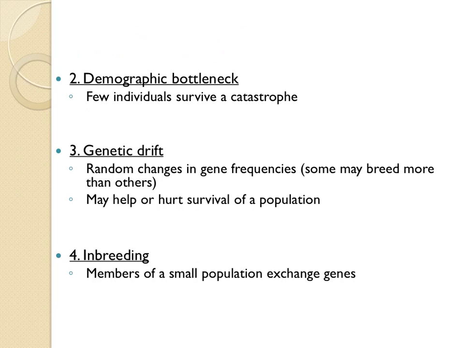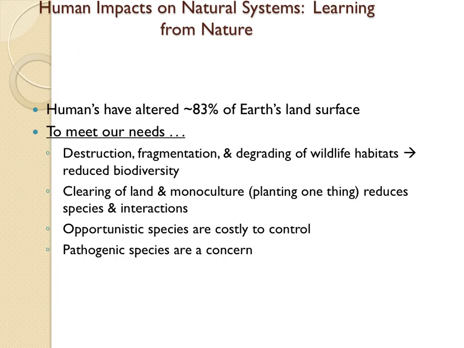Inbreeding, bad. That's when members of a small population exchange genes. That's the idea of having offspring. That's why you have to marry outside your second cousin, I believe it is, because otherwise your first cousins and your brothers and sisters have genetics close to yours.